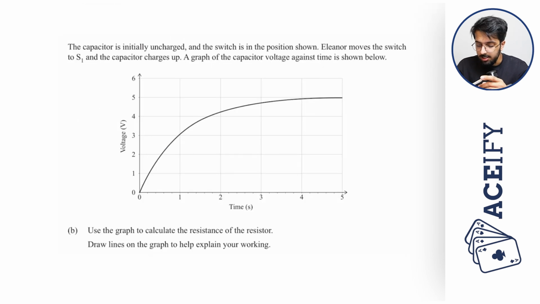The capacitor is initially uncharged, and the switch is in the position shown. Eleanor moves the switch to S1, and the capacitor charges up. The graph of the capacitor voltage against time is shown below. Use the graph to calculate the resistance of the resistor. Draw lines on the graph to help explain your working.